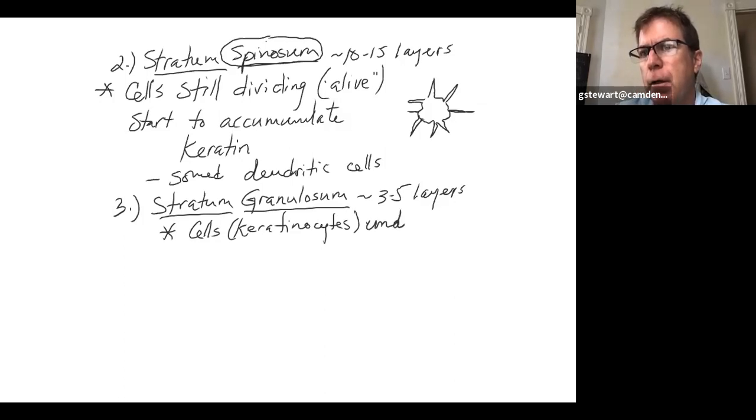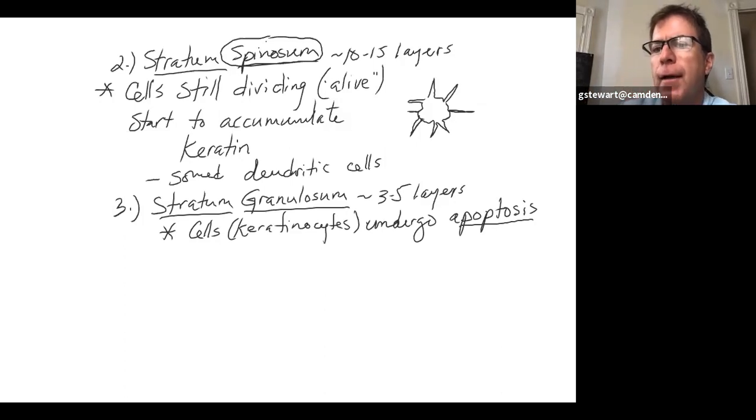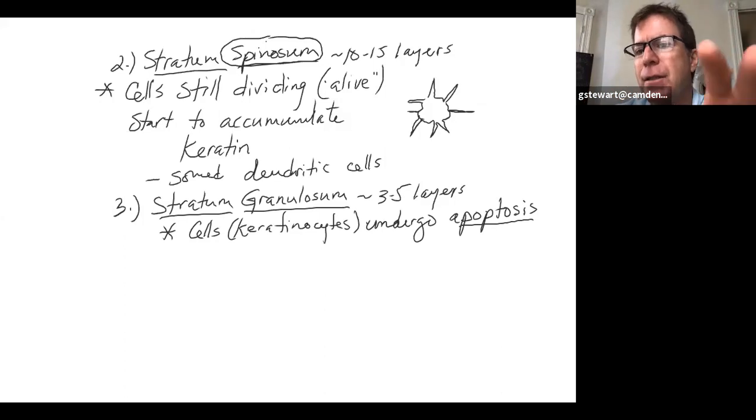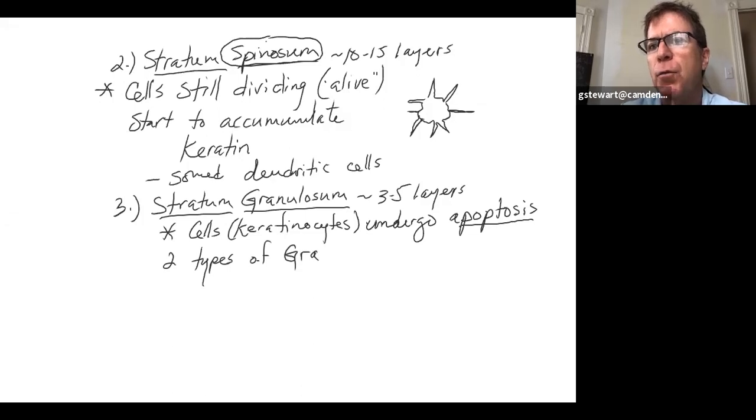I'm just going to write undergo. The reason I'm writing this word out is I want you to know what it means. It's a form of cellular self-destruction. You can look it up in any science or A&P book. But to cut to the chase, the cells die and they're no longer alive in this layer and in layers 4 and 5. Also, what's unique about this layer is there are 2 types of granules, which is where the layer gets its name, in the cells.